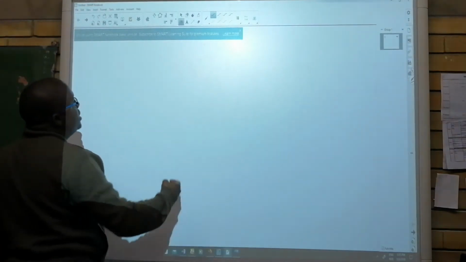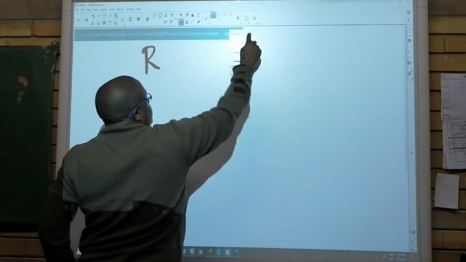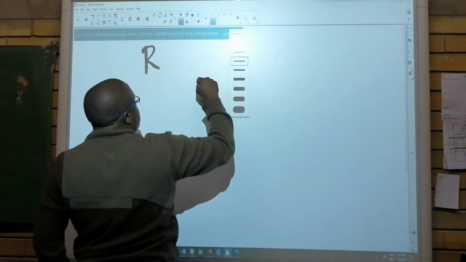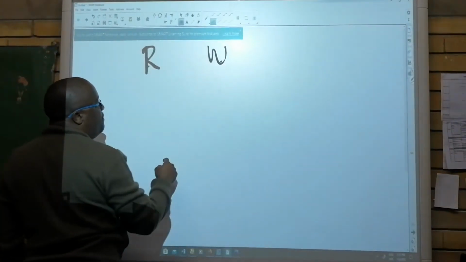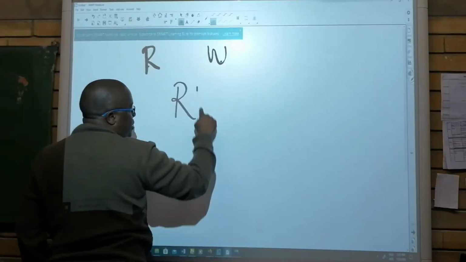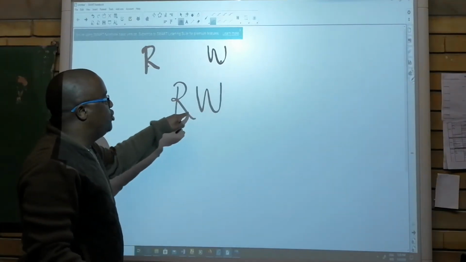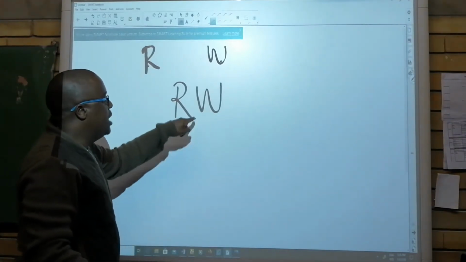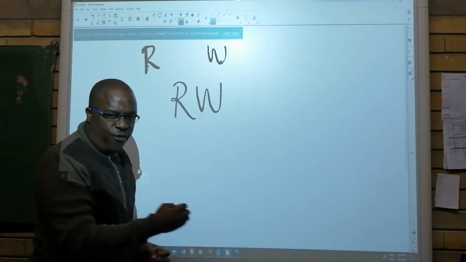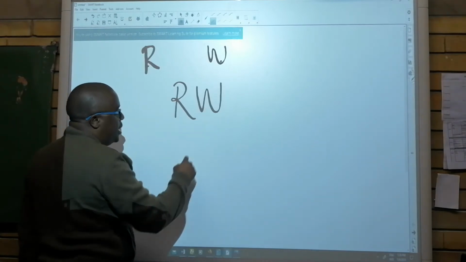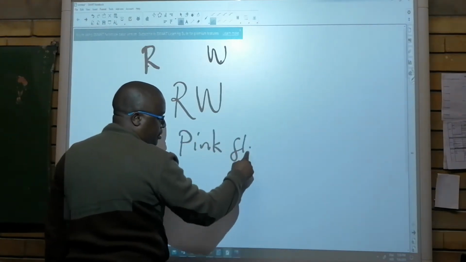So we know that they are red flowers, and you also get white flowers. When these two are found in the heterozygous condition, because none of these is dominant over the other, then you are going to have a situation where there is a blend, an intermediate form. And in this case, you will have pink flowers.